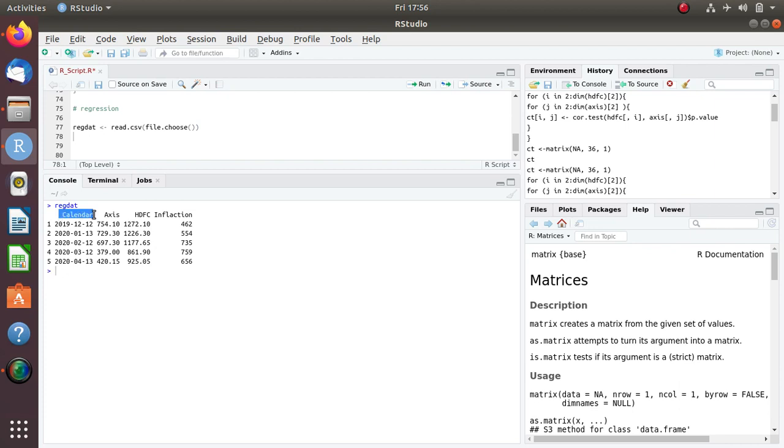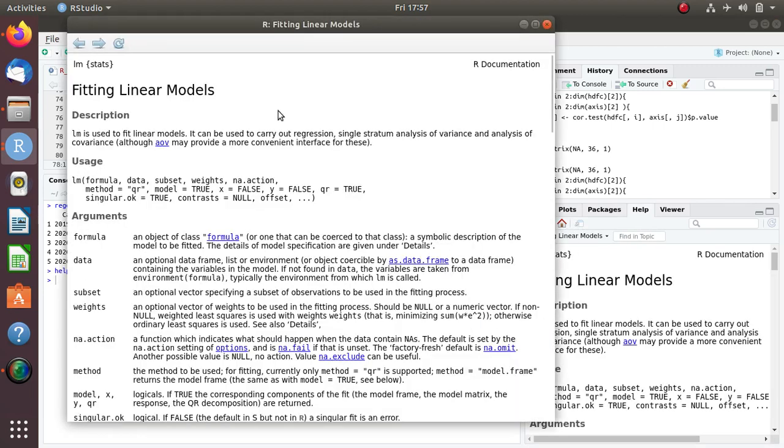We don't need this calendar year, the date. We just want these 3 variables. Now how to perform the regression? If you want to perform the regression, in R you have a base function called LM. This is linear model or modeling, whatever it is, I don't know. Help LM. Now you will come to know the documentation for this function.